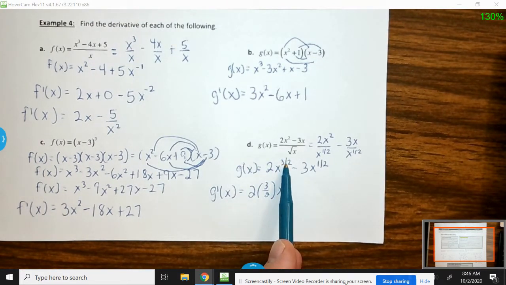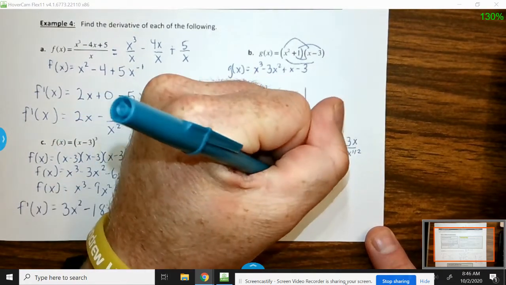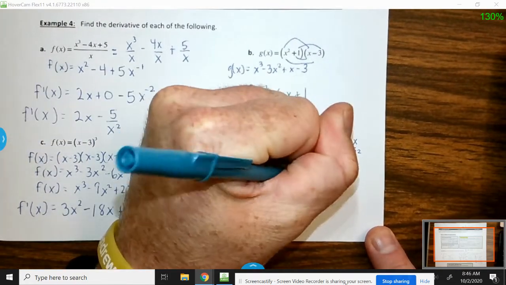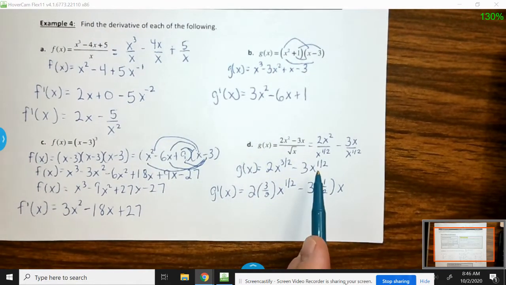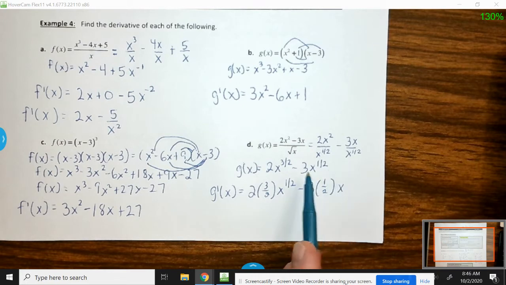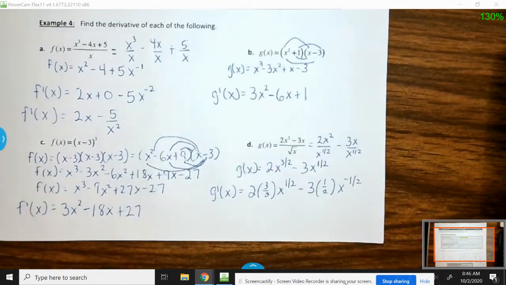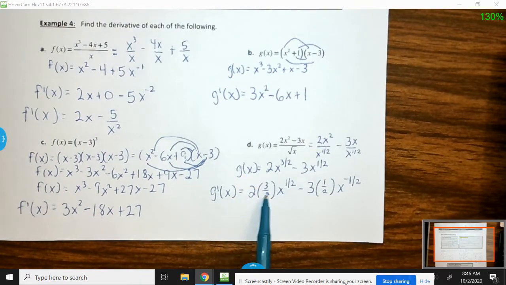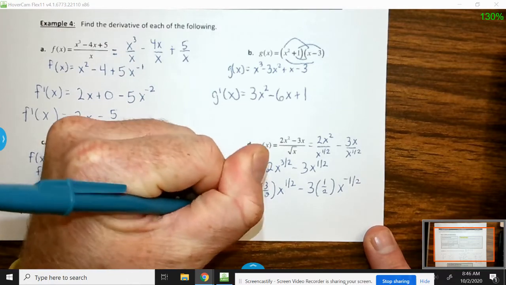You take 3/2 and knock it down by 1. Well, 3/2 minus 1 is 3/2 minus 2/2, which is 1/2, right? And we'll clean that up in a second. Then I have my 3, I put the 1/2 out front, x to the... well, if I knock 1/2 down 1, 1/2 minus 1, or 1/2 minus 2/2, is negative 1/2, according to the power rule. So now I took the derivative, and here it's just about cleaning it up.